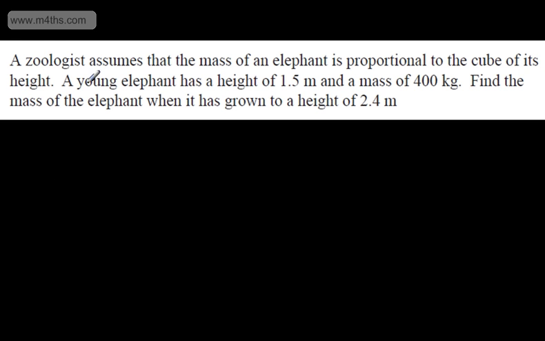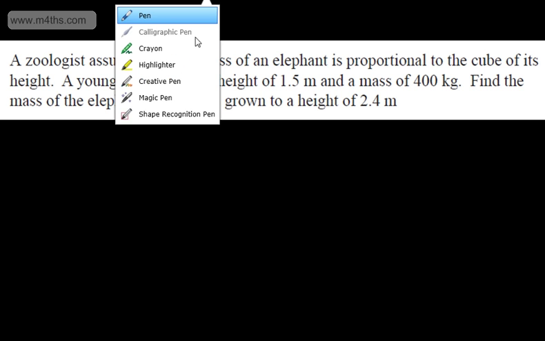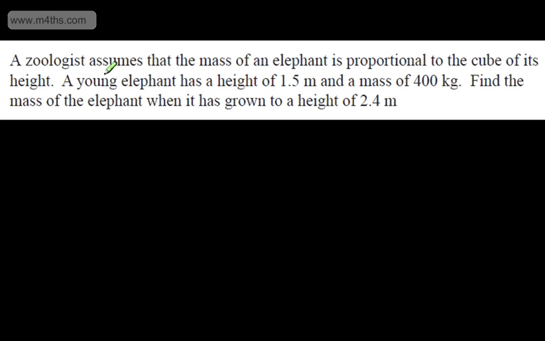Okay, we're told now on this one, a zoologist assumes the mass of an elephant is proportional to the cube of its height. A young elephant has a height of 1.5 meters and a mass of 400 kilograms. Find the mass of the elephant when it has grown to a height of 2.4 meters. Let's just pull the maths out of this. Typical wordy question that we really don't need to worry about. The mass now is proportional to the cube of its height. That's all we need to know. The mass is proportional to the cube of its height.